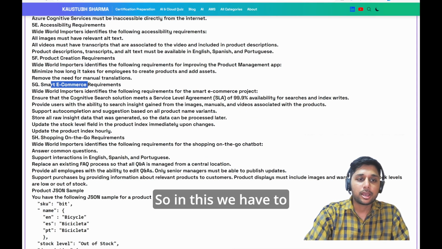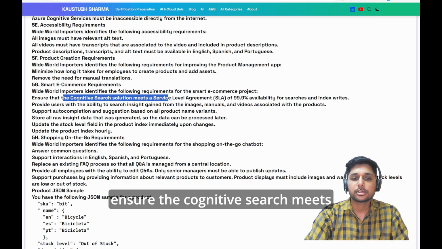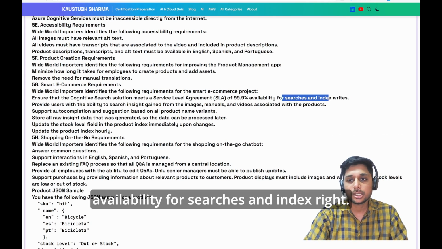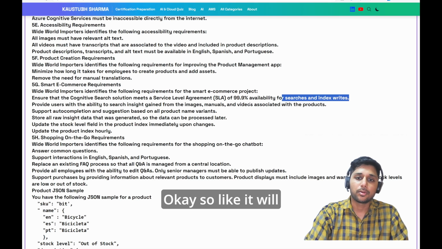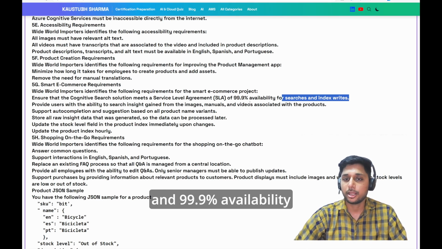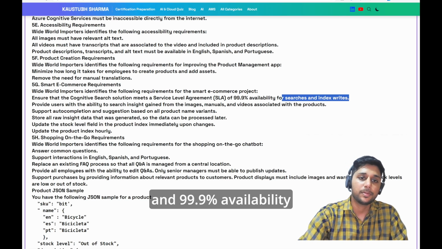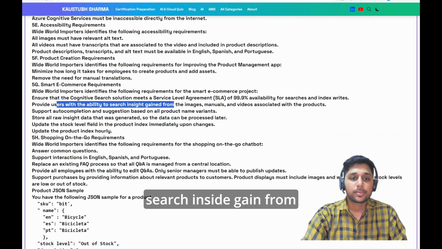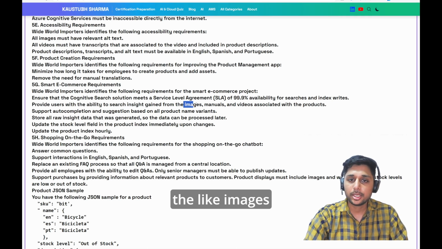In this, we have to ensure the cognitive search meets the SLA of 99.9% availability for searches and index. So it will be very easy to search and we want a very fast search, and 99.9% availability. And we have to provide users with the ability to search inside insights from the images, manuals, and videos.